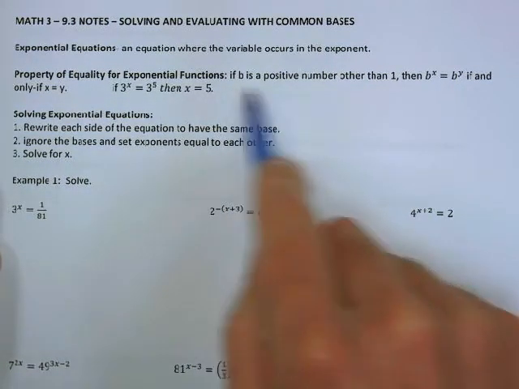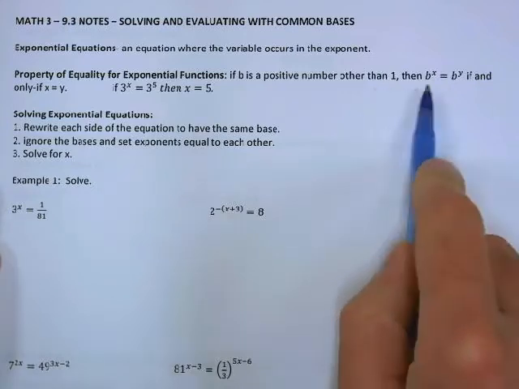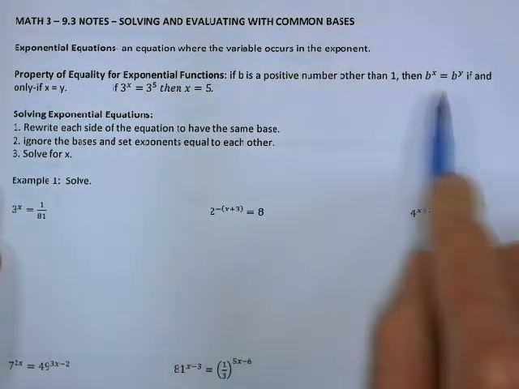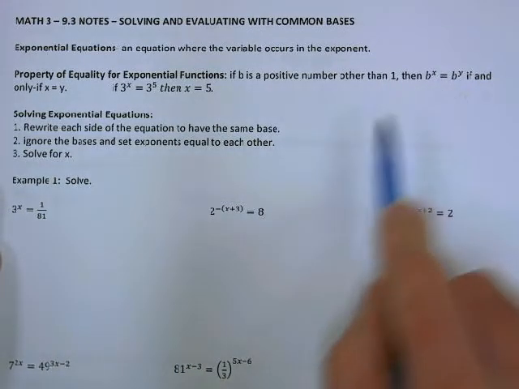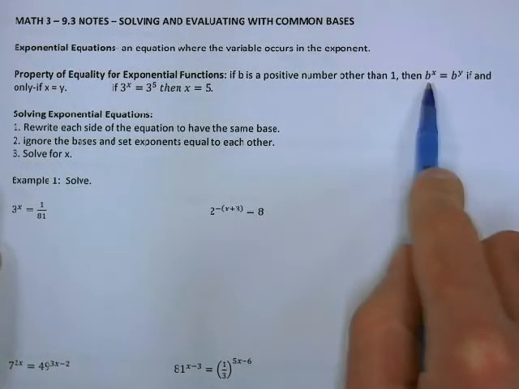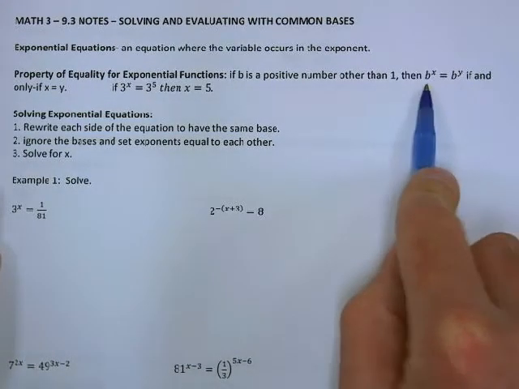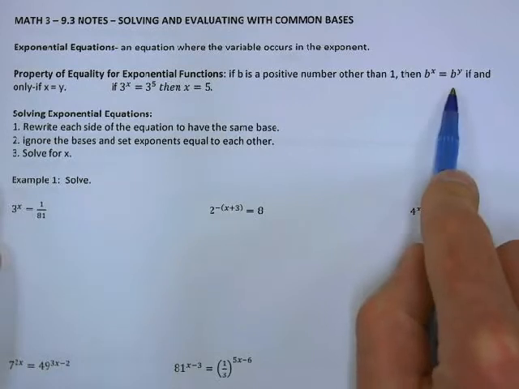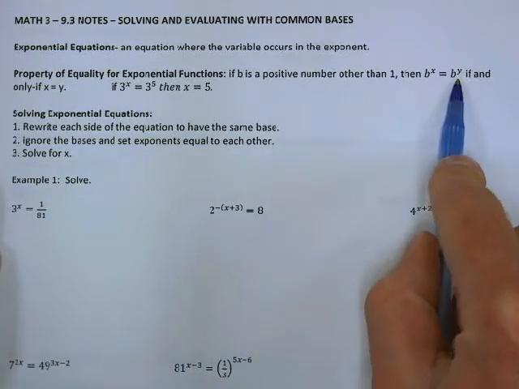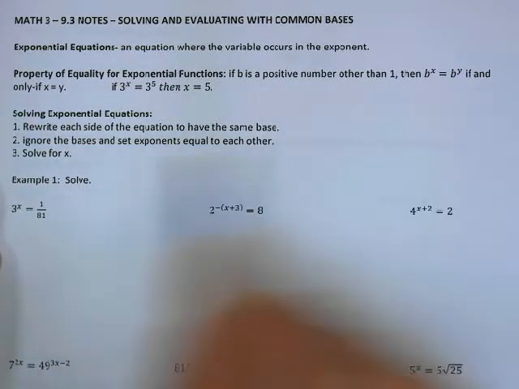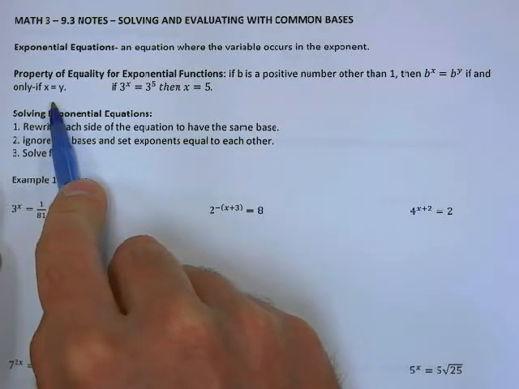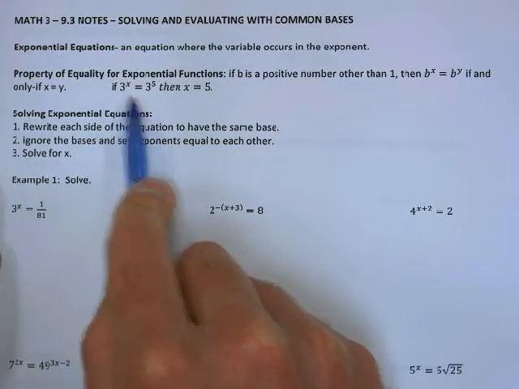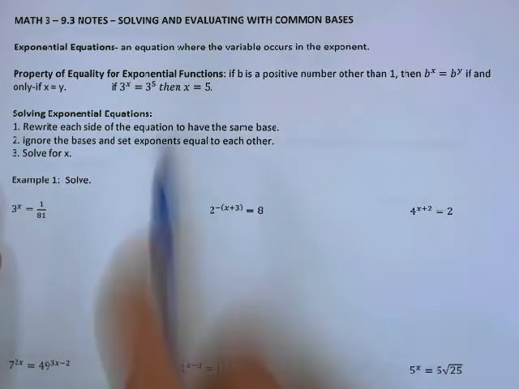If b is a positive number other than 1, because 1 to any power is always 1, so that would make this a pointless equation. These two things, b to the x equals b to the y, are going to be equal if and only if x equals y. And they give us an example here. If 3 to the x equals 3 to the 5th, then x has to equal 5.